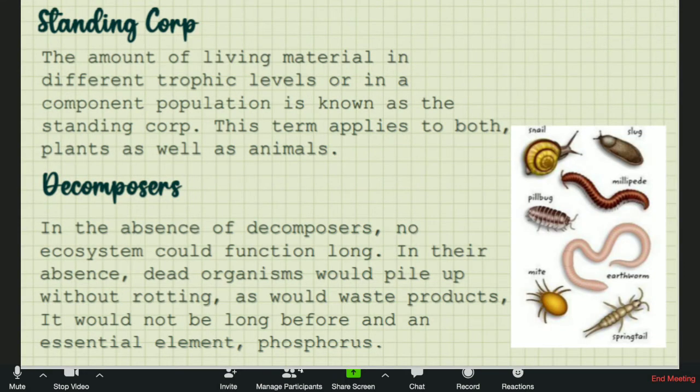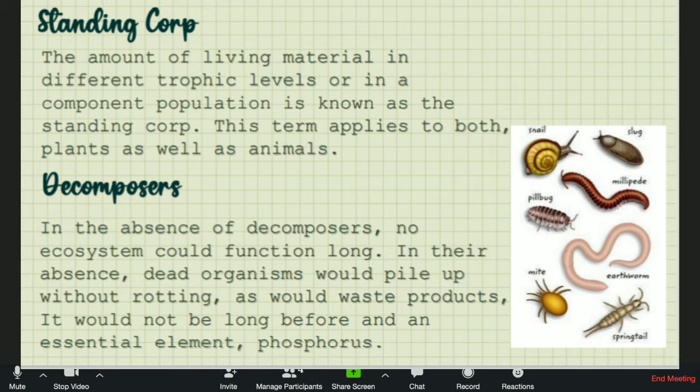Standing crop. The amount of living material in different trophic levels or in a component population is known as the standing crop. The term applies to both plants as well as animals. The standing crop may be expressed in terms of number of organisms per unit area, or biomass, the organism mass in unit area. We can measure it as living weight, dry weight, ash-free dry weight, carbon weight, or calories, or any other convenient unit suitable.